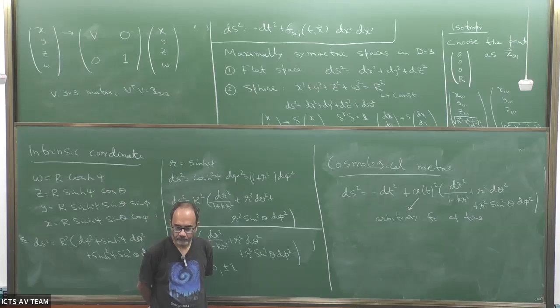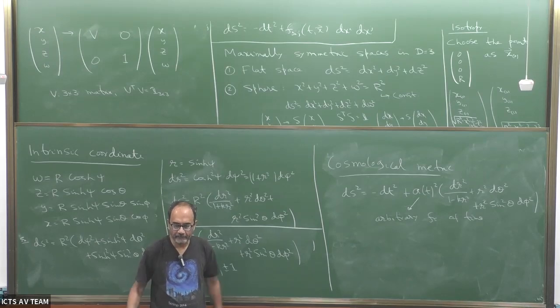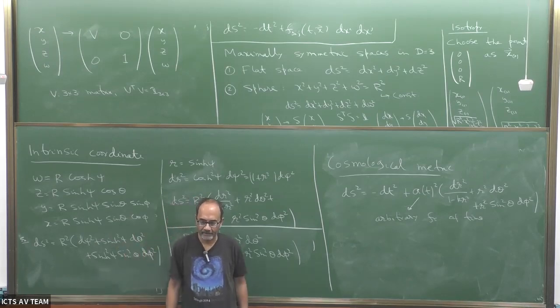Exactly. The time part has factored out. The position space is inside the metric, inside that bracket, because we found the most general metric.